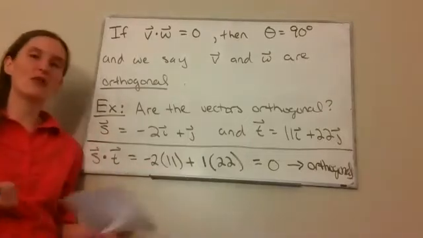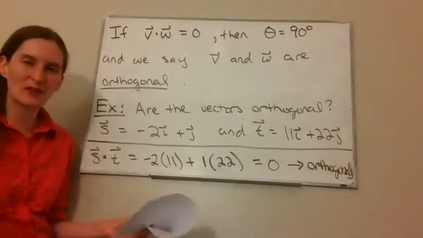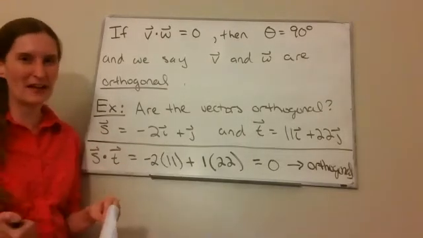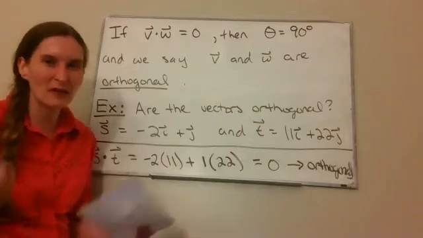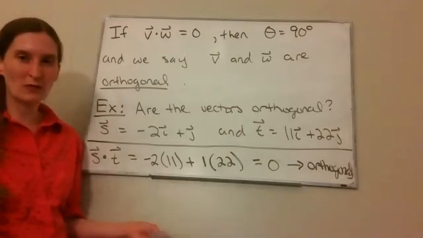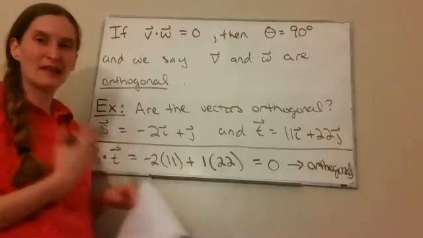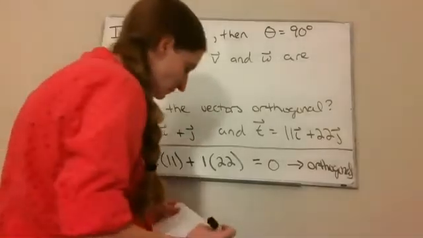So you can think of orthogonal vectors as vectors that intersect at a 90-degree angle, sort of like perpendicular, but we just use a different word when we're talking about vectors rather than lines intersecting.